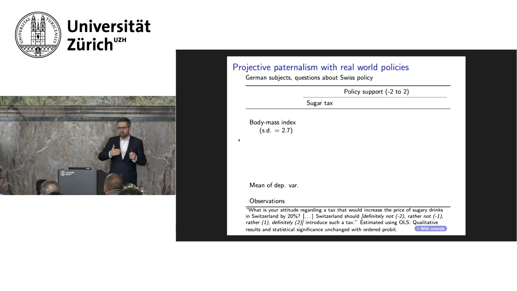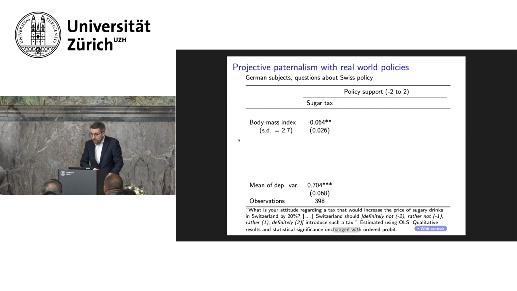is it the heavier people who prefer a sugary drinks tax, or is it the lighter people who prefer a sugary drinks tax? If people try to help others not make the mistakes that they tend to make themselves, well, we should expect that people who struggle with their own weight and think that's a mistake, that it's the heavier people who are more in favor of a sugary drinks tax. If people just want to impose their own preferences on others, well, then we should expect that it's the less heavy people who are more in favor of a sugary drinks tax. And that's exactly what we find.